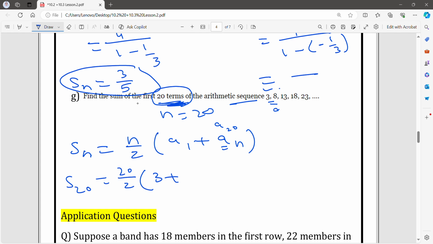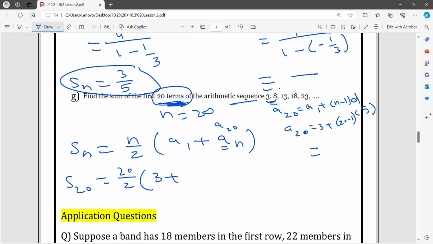So in this case, first you need to find a20 by using the term formula. What is the term formula? an equals a1 plus (n minus 1) times d. This is the term formula, right? Now n is 20, so I write a20, which we need to find. a1 is 3, plus n is 20 minus 1, and d is the common difference, that is 8 minus 3, which is 5.